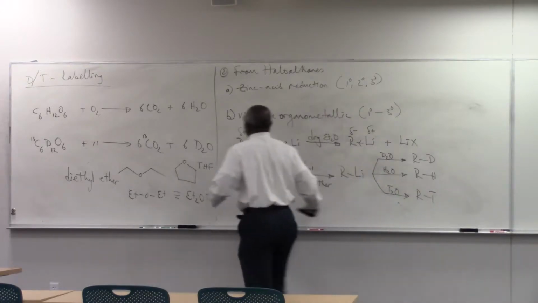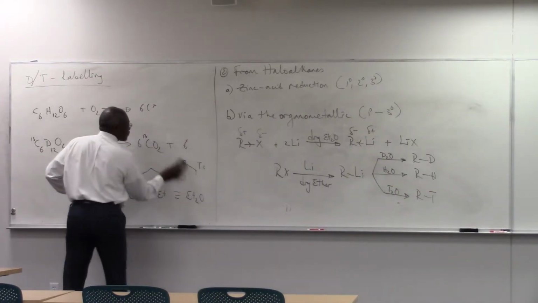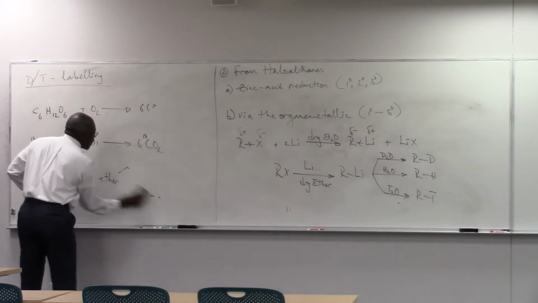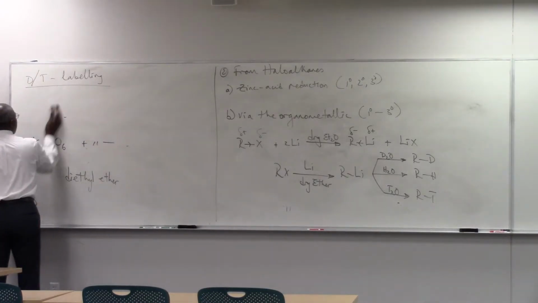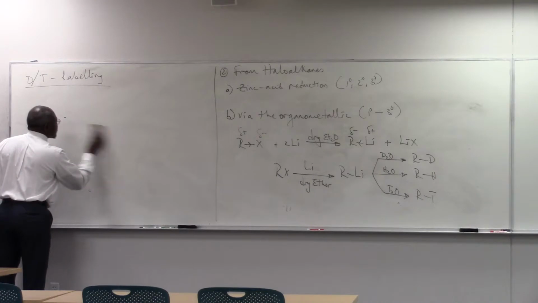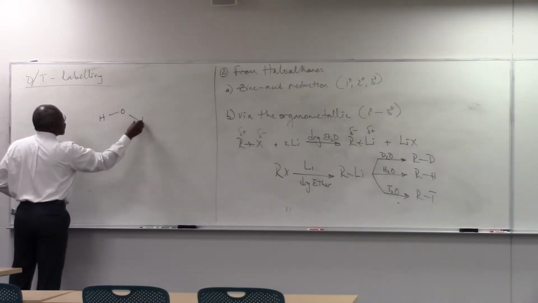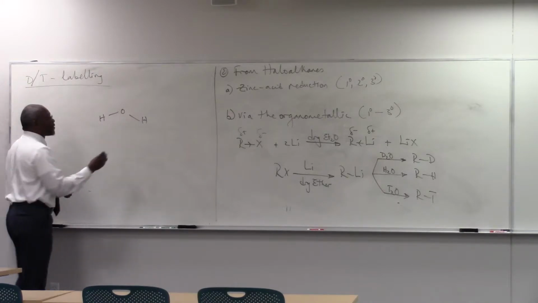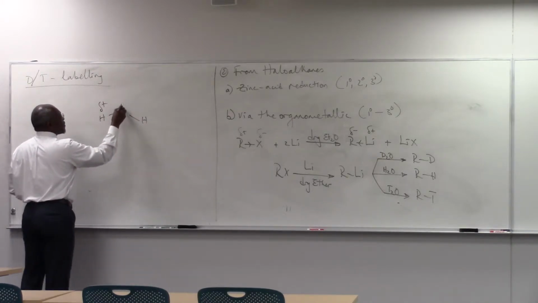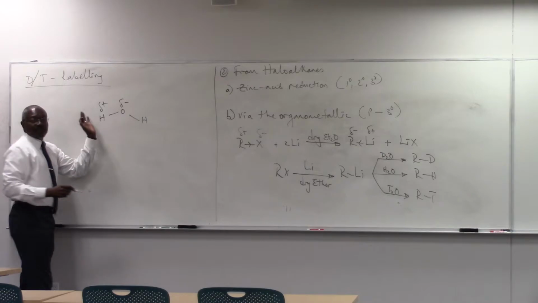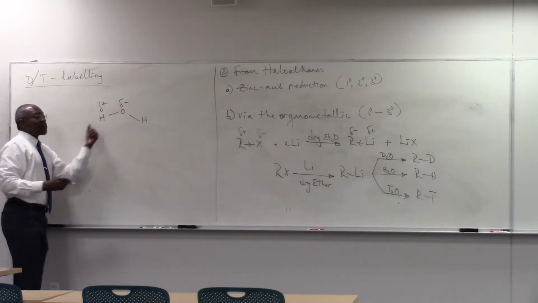And the logic here is actually quite simple. The R minus is basic. The H's attached to O are acidic. So if it's an H attached to O, or a D attached to O, whatever, there's a delta plus charge here because the O is electronegative.